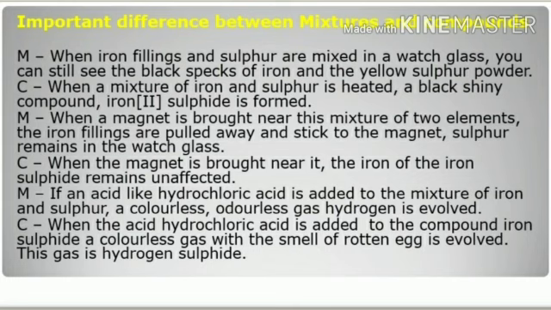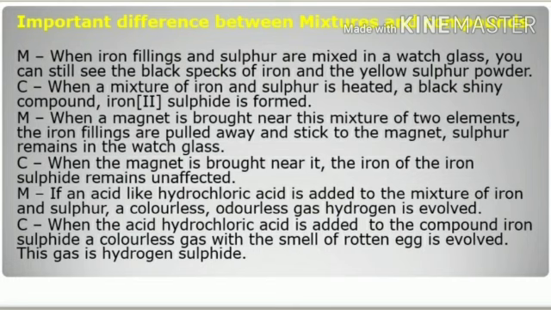Now, coming to the third point of mixture, if an acid like hydrochloric acid, HCl, is added to the mixture of iron and sulfur, a colorless, odorless gas, hydrogen, is evolved, which burns with a blue flame and is extinguished with a pop sound. Whereas in case of a compound, when the acid HCl is added to the compound iron(II) sulfide, a colorless gas with the smell of rotten egg is evolved. This gas is nothing but hydrogen sulfide.